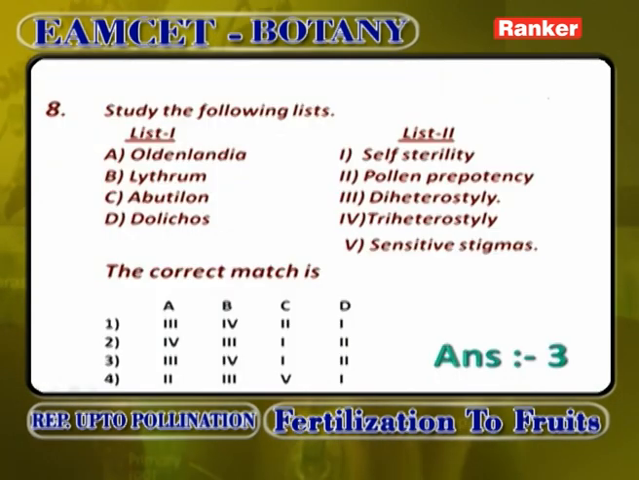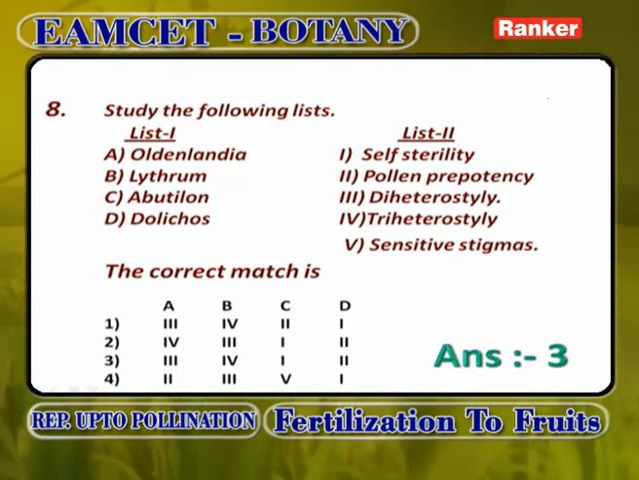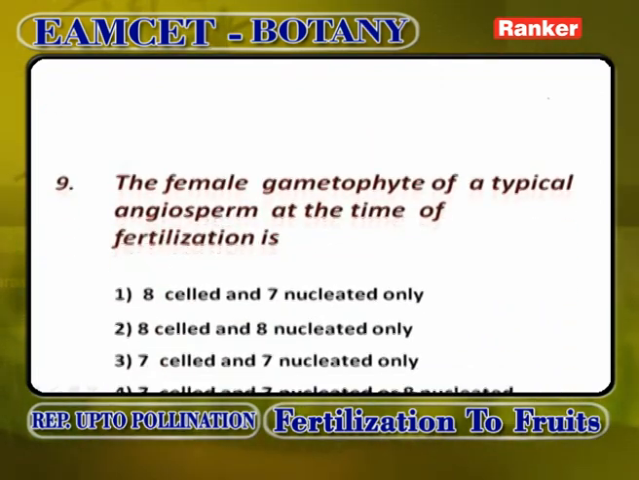So, Oldenlandia diheterostyly, Lythrum triheterostyly, Abutilon self-sterility, Dolichos pollen prepotency. Sensitive stigmas are found in Mimulus and Martinia. Sensitive stigmas are normally found in Mimulus and Martinia.